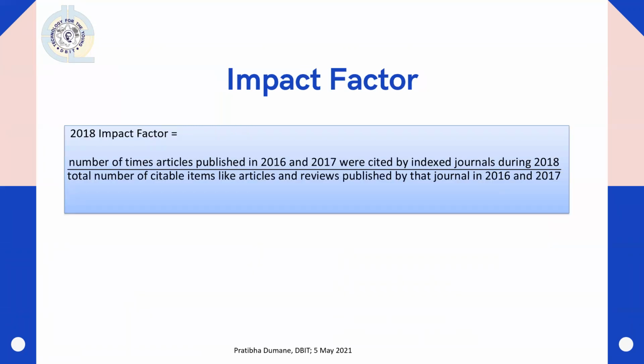So here, if I want to calculate the impact factor for, say, a journal published in 2018, then this impact factor of 2018 will be equal to the number of times the articles published in 2016 and 17 were cited by index journals during 2018, divided by the total number of citable items like articles and reviews published by that journal in 2016 and 17.